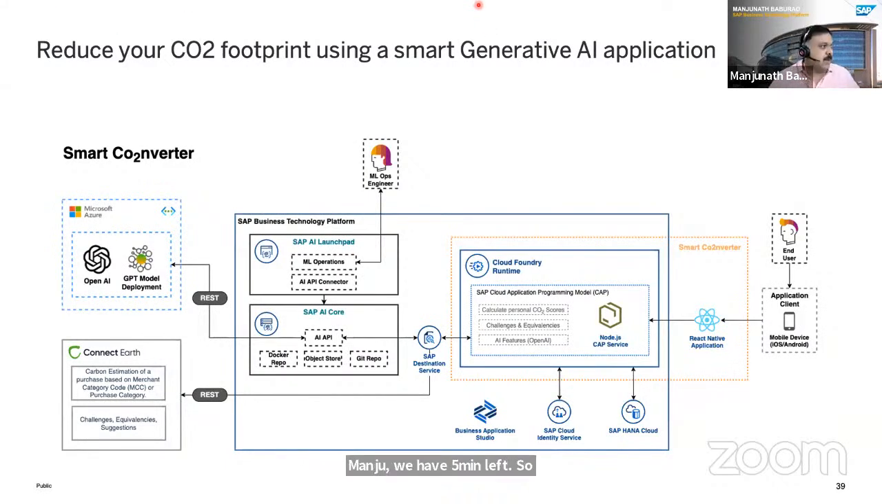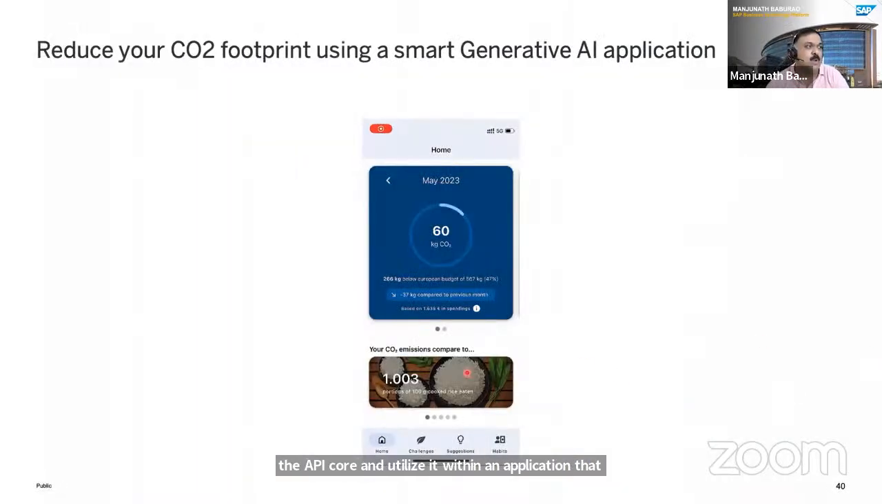Okay. Yes, Rajiv. Last point about this: generative AI, because this is very much top of mind for a lot of our customers who are trying to build generative AI and how it can work. This is a great example of how you can have a GPT model running on Microsoft Azure via OpenAI, and, as we saw, via the SAP AI Core, you can expose the APIs and utilize them within an application that is running on BTP and create something as cool as this.